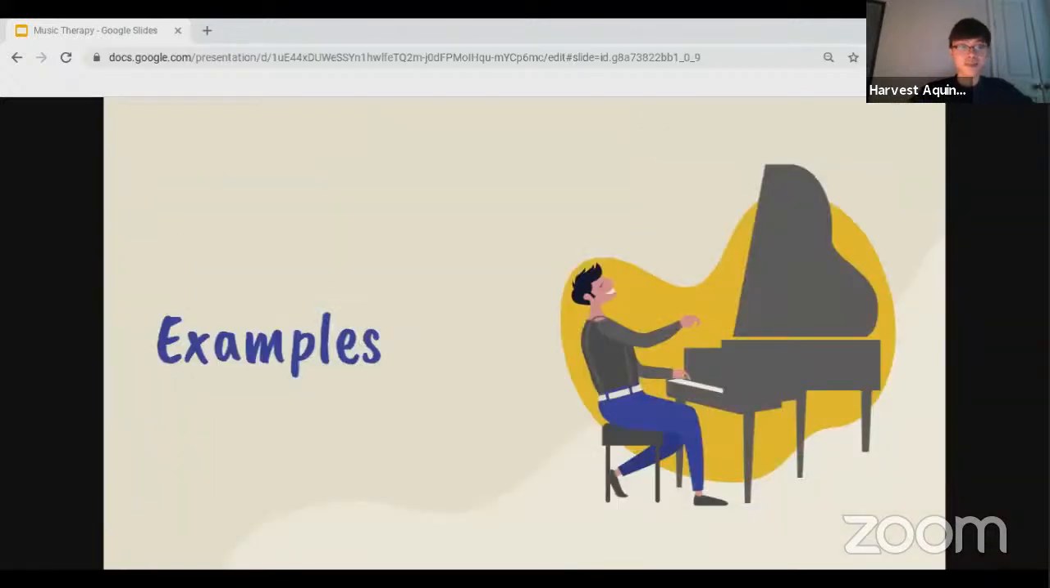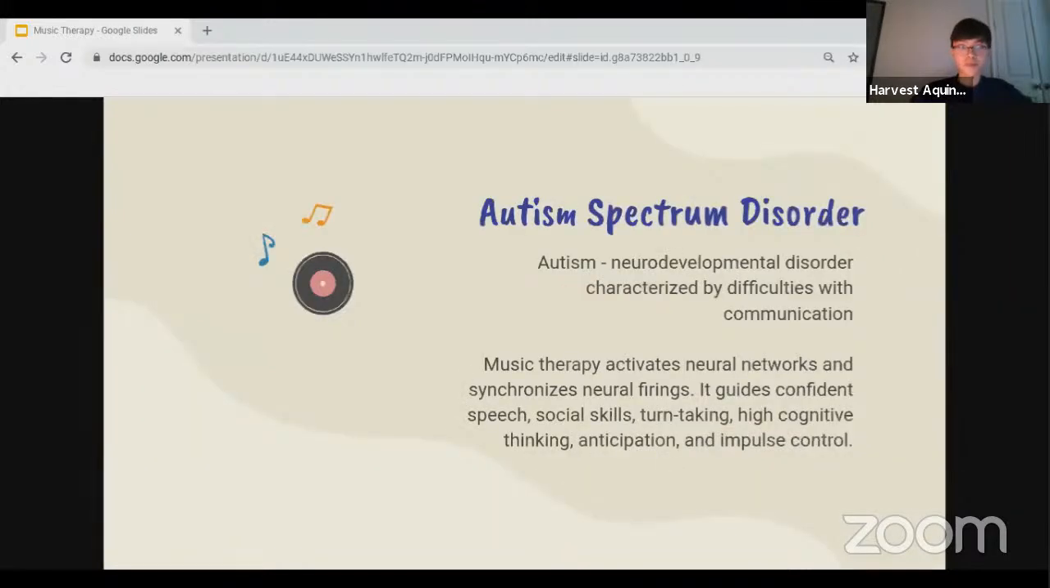Now, on to examples of the use of music therapy in various intervention sites. First, the use of music therapy in autism spectrum disorder. For some background, autism or ASD is a neurodevelopmental disorder commonly characterized by difficulties in social skills and communication, sometimes causing repetitive and restrictive behavior. However, music therapy has historically been seen to improve social skills through practice of social engagement, joint attention, verbal communication, initiating behavior, and social emotional reciprocity.